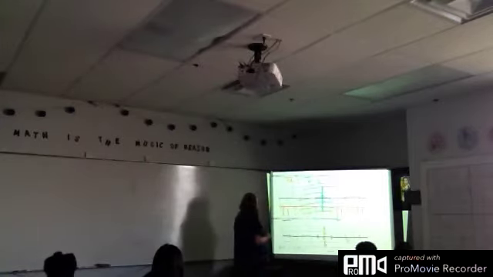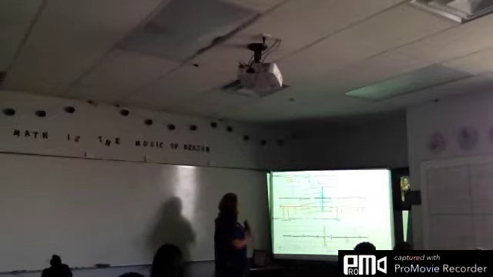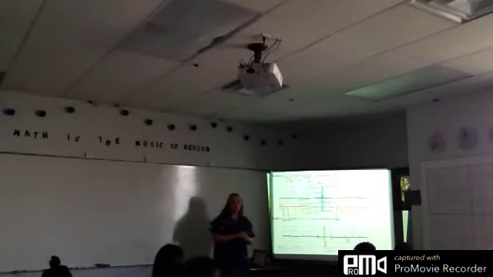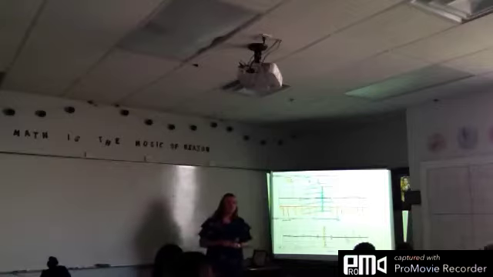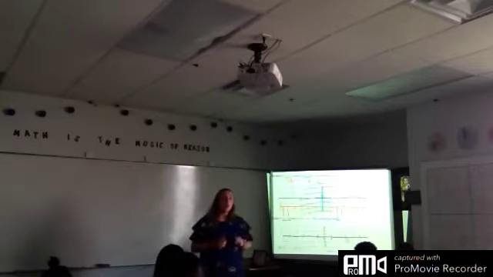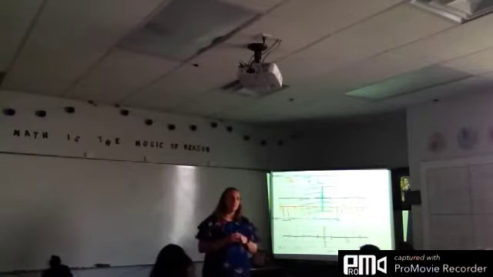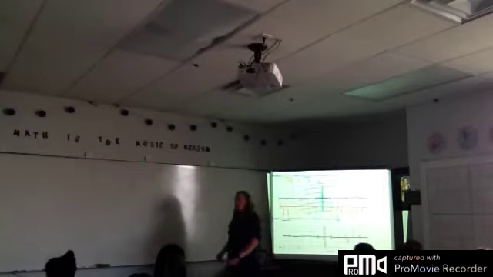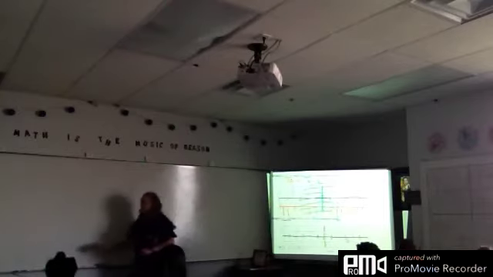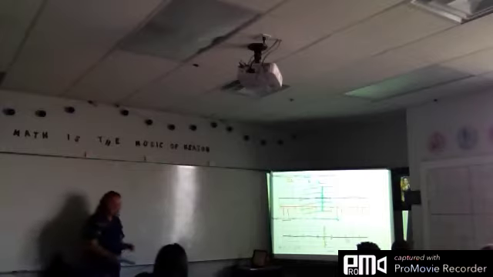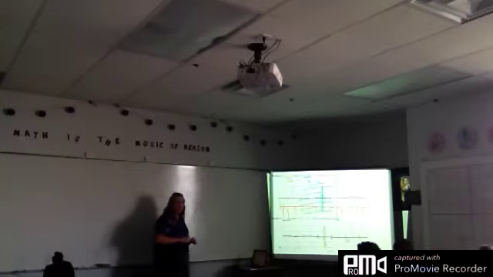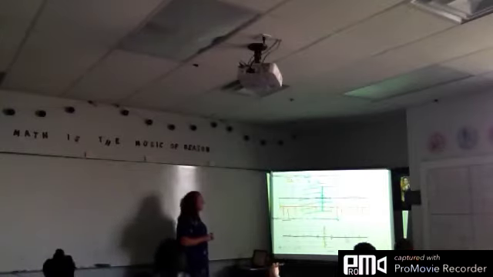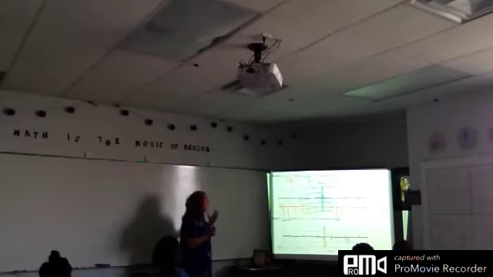Let's do y is greater than negative 2x. How do I graph y is greater than negative 2x? Where's the y-intercept? It's 0. Why is the y-intercept 0? Because if y equals mx plus b, there's no b. There's no y-intercept, so it's 0. So my y-intercept is 0.